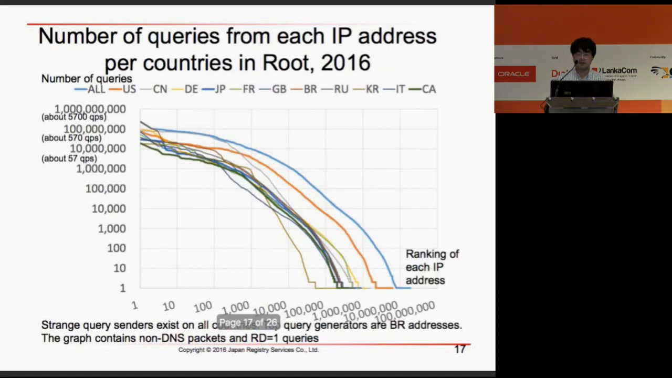And next graph shows number of queries from each IP address per countries at root this year. Horizontal axis is ranking of each IP address, and vertical axis shows number of queries from each IP address. And strange query senders exist in all countries. Top query generators are Brazilian addresses, and the graph contains non-DNS packets and RD1 queries.